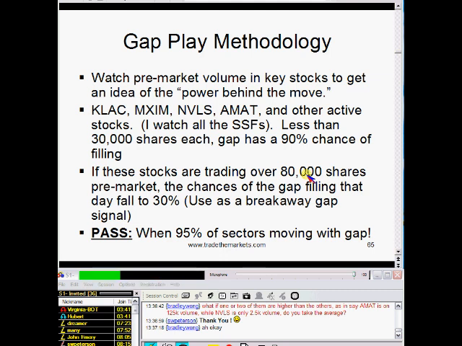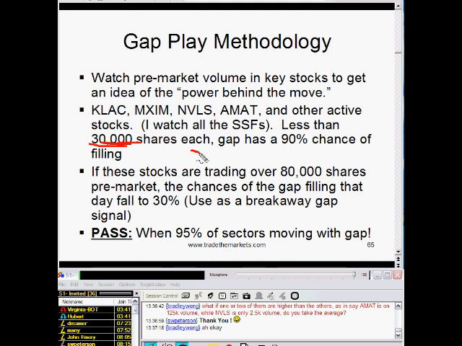Now this is not written down on here. This is not in the manual, but this is what you want to write down. If we've got a day where we've got 30,000 shares or less, that's when we use our full gap strategy, which we're going to show you the parameters of in a second.